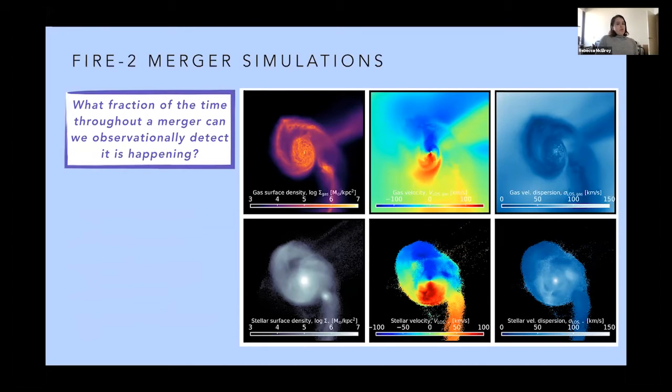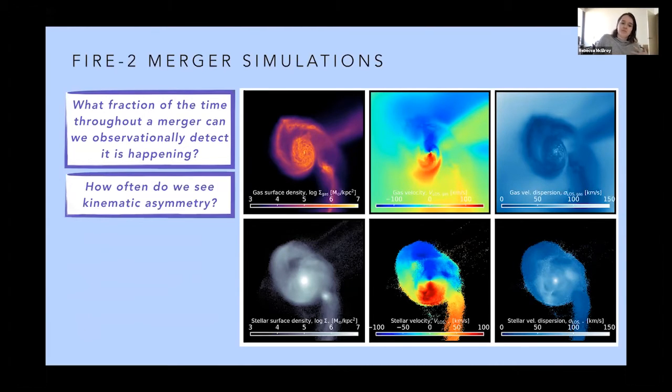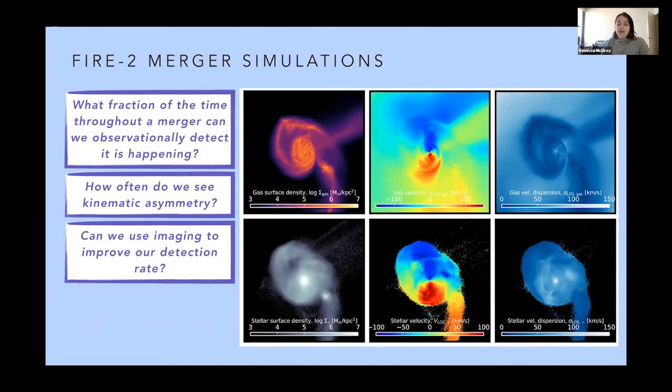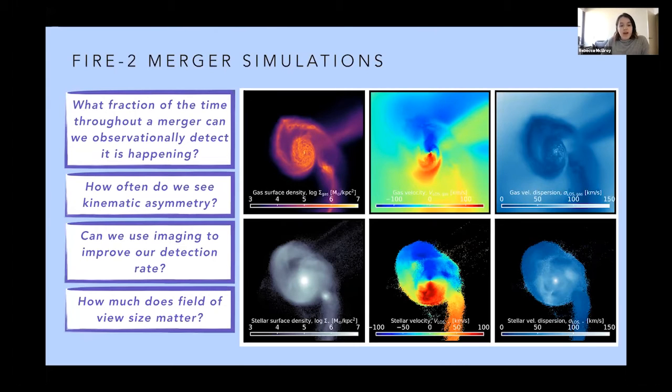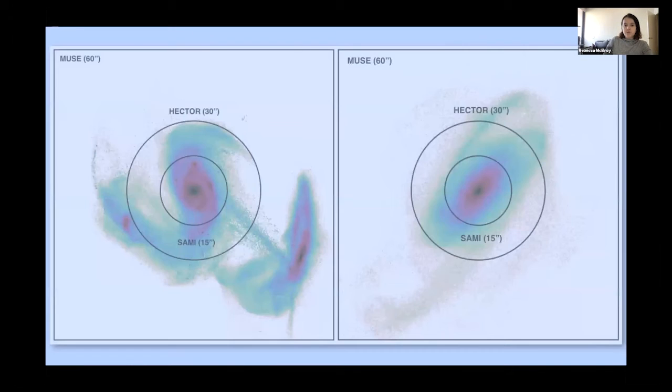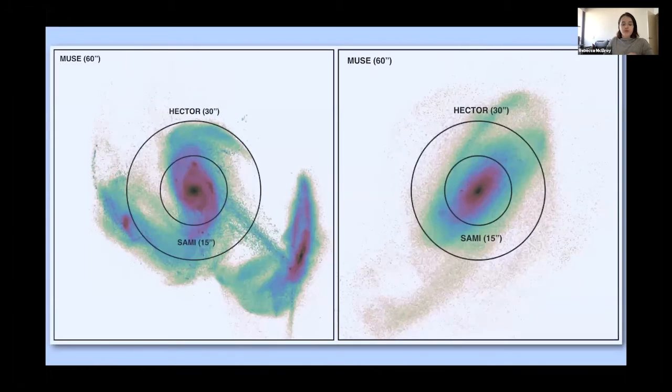So the question that we want to answer is what fraction of the time throughout a merger can we actually detect that it's happening with our observations? How often do we actually measure kinematic asymmetry? Can we use imaging to improve things? And will the field of view size of our observations have an impact on this? So in order to test this, this is just a snapshot from 2 of the simulations. We're going to use 3 fields of view. The first will be equivalent to, at an arbitrary redshift that we've placed this at, a SAMI-sized field, a Hector-sized field, and a MUSE-sized field.